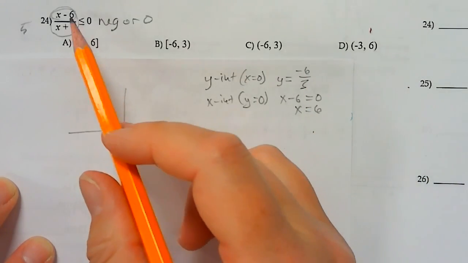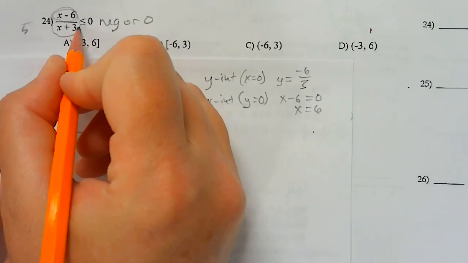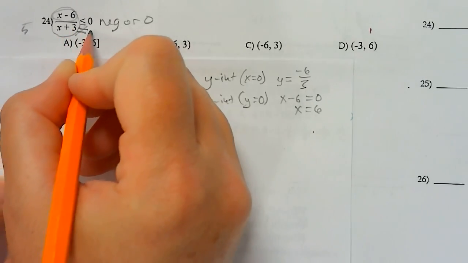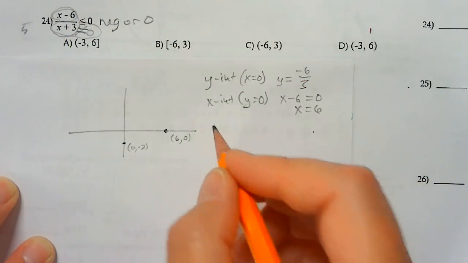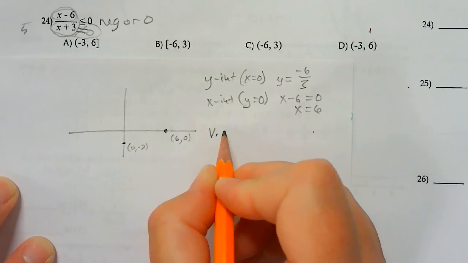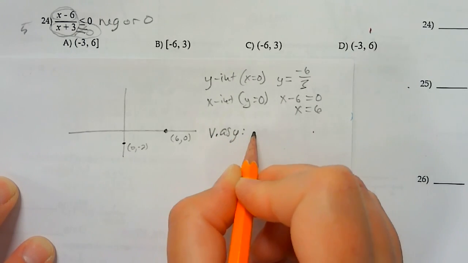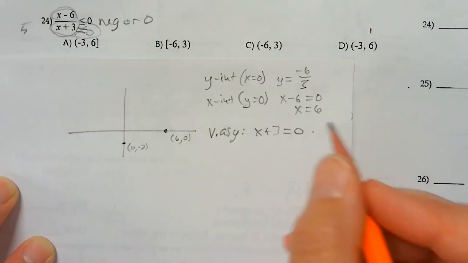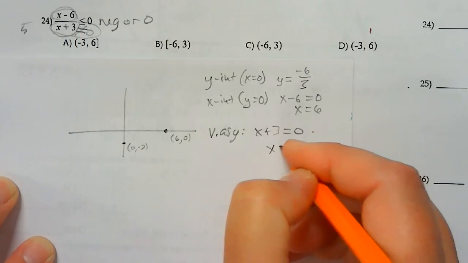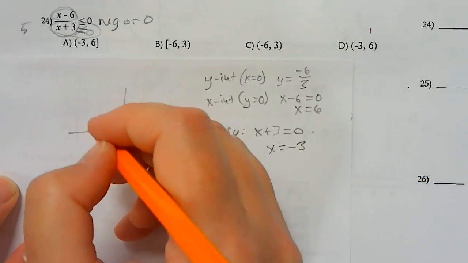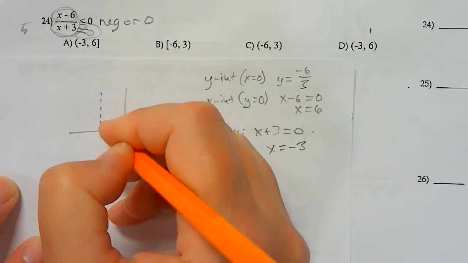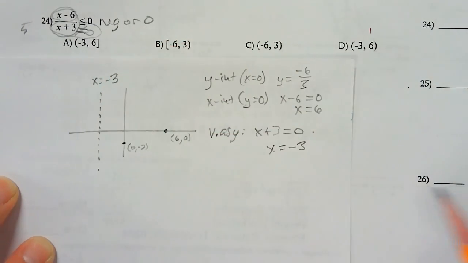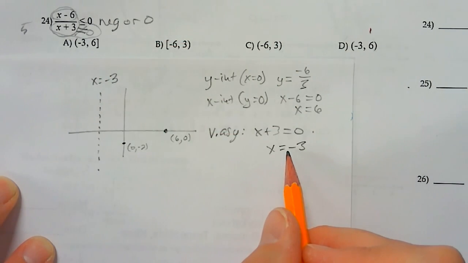Now, because it's a rational function, I also have the problem that I cannot allow x plus 3 to equal 0. So I have a vertical asymptote at x plus 3 equals 0. That's my denominator. Don't divide by 0. So if I subtract 3, I get x equals -3. So over here, x equals -3 is my asymptote.